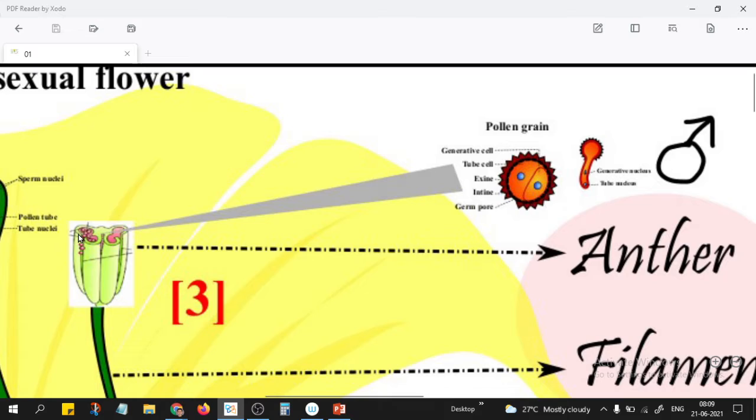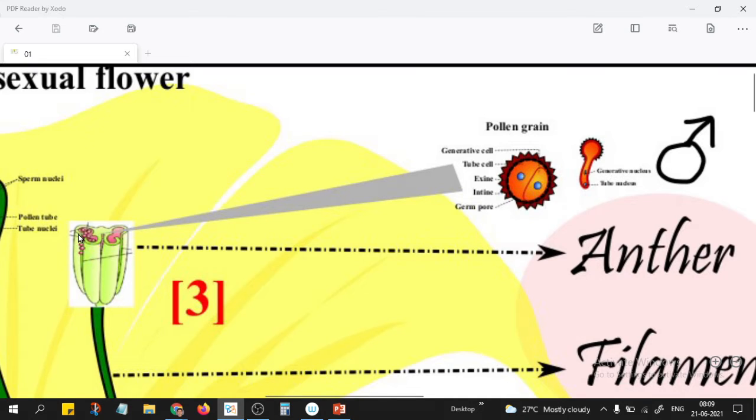Okay, next today we are going to discuss the sexuality in flowers. Till now we saw the basic anatomy of the flower. Now we are going to see what is the sexuality of the flower, whether it is a male flower, female flower, or it is having both male and female reproductive structures. What do we call them?